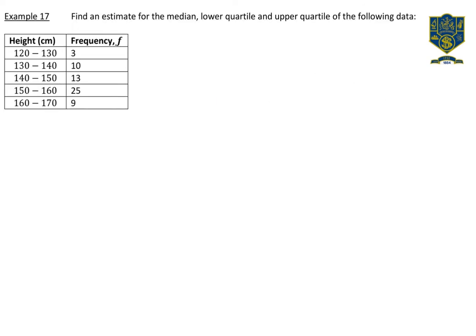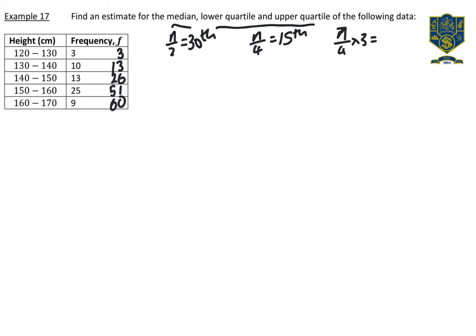So if we look at this example, we've got trying to work out the median and the two quartiles. So let's work out our cumulative frequency. So it's going to be 3 plus 10 is 13, plus 13 is 26, plus 25 is 51, plus 9 is 60. So the median, which is n over 2, is going to be the 30th term. The lower quartile, which is a quarter of the way through, is going to be n over 4, so that's 60 over 4, or the 15th. And the upper quartile is going to be n over 4 times 3, which is the 45th term.